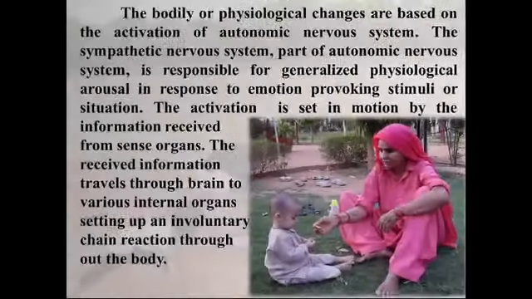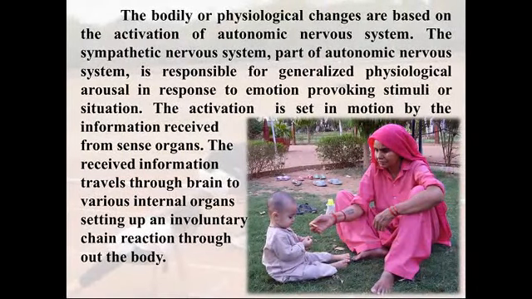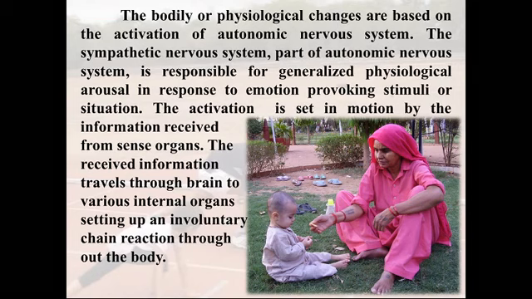The next part is the bodily or physiological changes. The internal changes, which we can call bodily changes or physiological changes, are based on the activation of the autonomic nervous system. The autonomic nervous system plays the most significant and prominent role in emotional experience as well as expressions. It has two parts, sympathetic as well as parasympathetic. The sympathetic nervous system, that part of the autonomic nervous system, is responsible for generalized physiological arousal in response to emotion-provoking stimuli or situations.